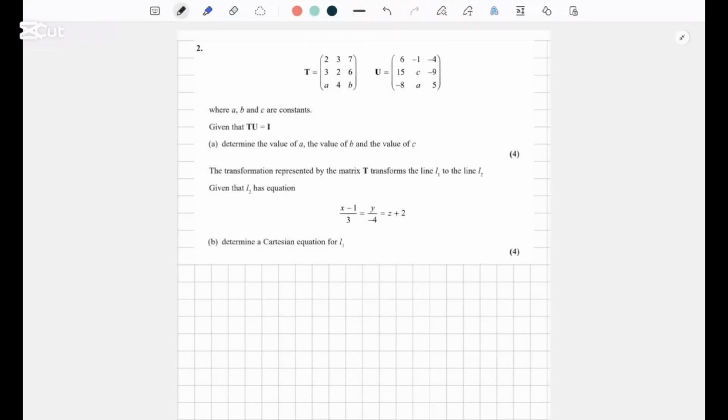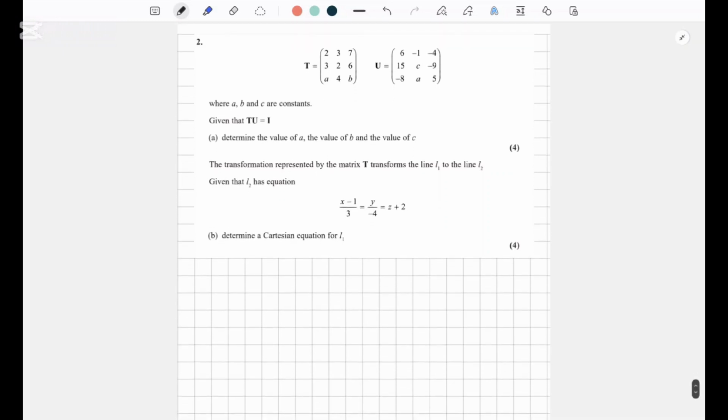Hi everyone, here we have another past paper question and it's related to matrices. So you can see they've given us two matrices, and for the first part they say determine the value of A, the value of B and the value of C. Okay, so we have three unknown terms and they say T into U gives you I. So I is going to be the identity matrix.